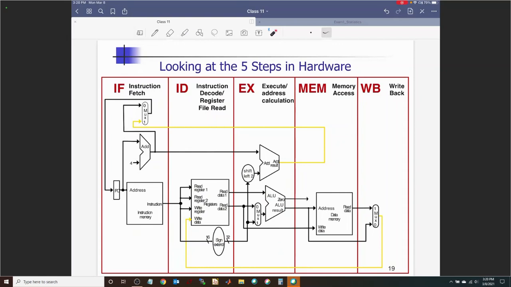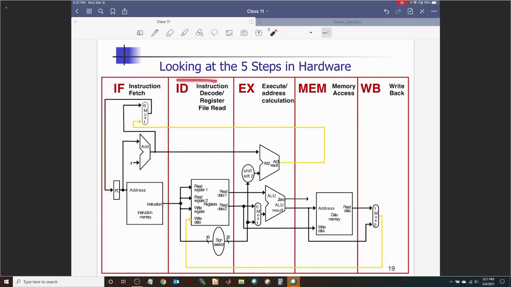Now, this particular diagram will help organize your thoughts when it comes to these 5 steps. There are clear boundaries for each step. Your instruction fetch or IF has these specific resources. There is an adder to compute PC plus 4. There is instruction memory and the program counter. Then there is a mux to select between a new address or the PC plus 4 address. All of that is in the instruction fetch stage.